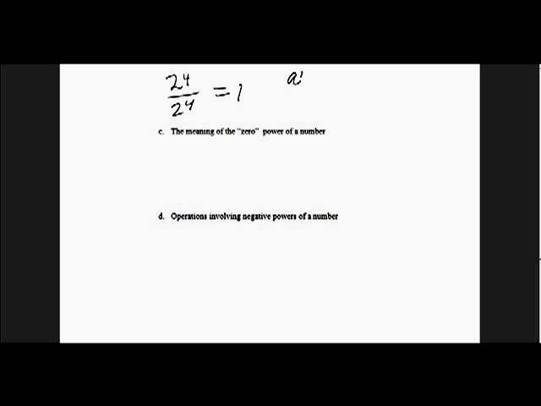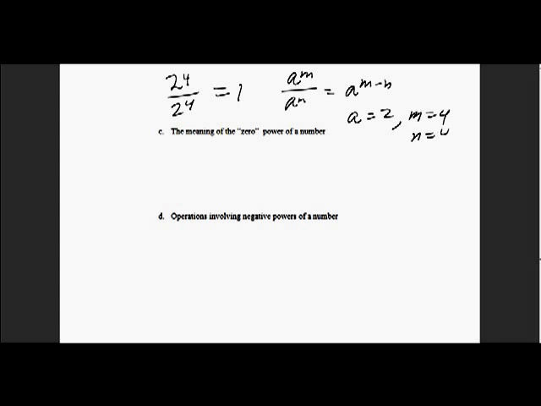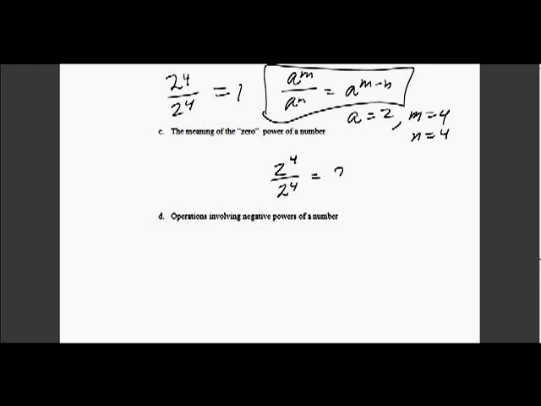In this case, we had a to the m divided by a to the n is a to the m minus n. Here a is equal to 2, m is equal to 4, n is equal to 4. So applying this rule, we have 2 to the 4th divided by 2 to the 4th is equal to 2 to the 4 minus 4, which is 2 to the 0 power. So it is convenient and accurate here then to define 2 to the 0 power as 1.